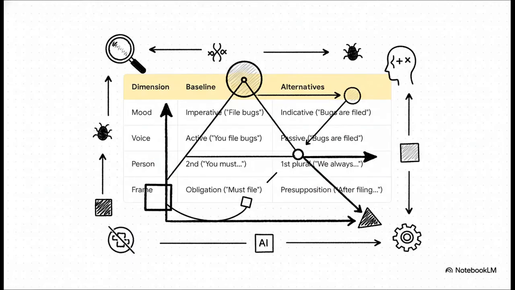So take a simple command like "file bugs." To a human, all of these variations on the screen pretty much mean the same thing. But to an AI, each one is a totally different point on that map of meaning. The direct command, "file bugs," that's our baseline. But what about saying it in the passive voice, like "bugs are filed," or using a presupposition, like "after filing"? Do they land in a different neighborhood on the map?